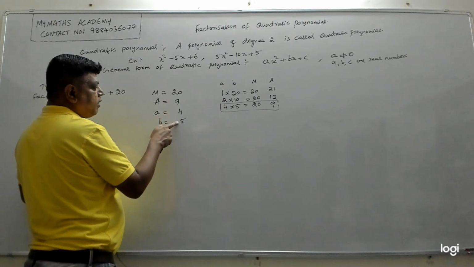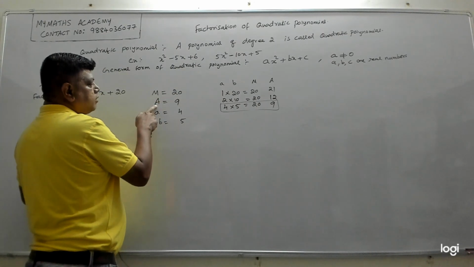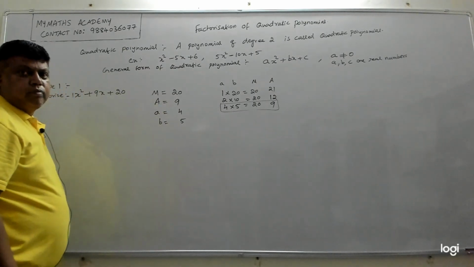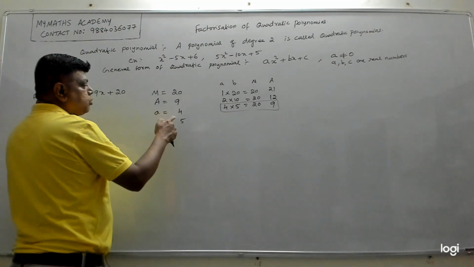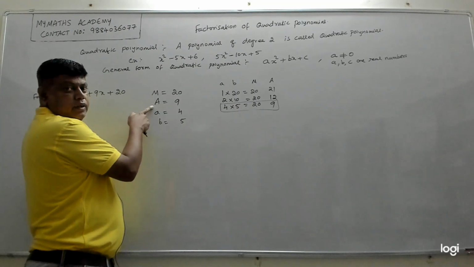Now if you do 4 into 5, I get 20. Now what is 4 plus 5? 9. See, m means multiply, a means add. If you add the same, you should get 9. Right? Now once we find this, we need to decide the sign of these two numbers. Now it is an addition case.